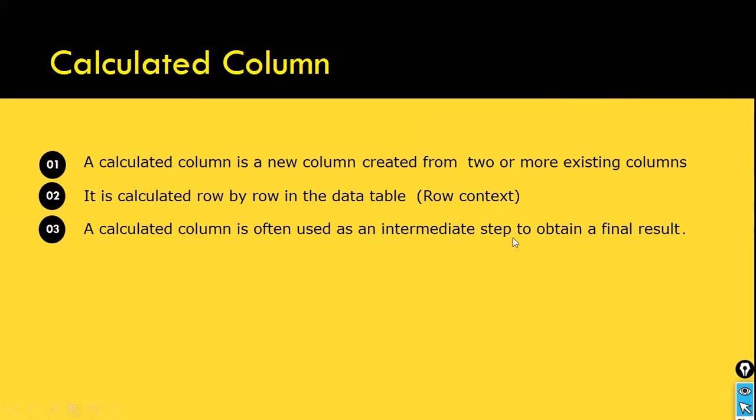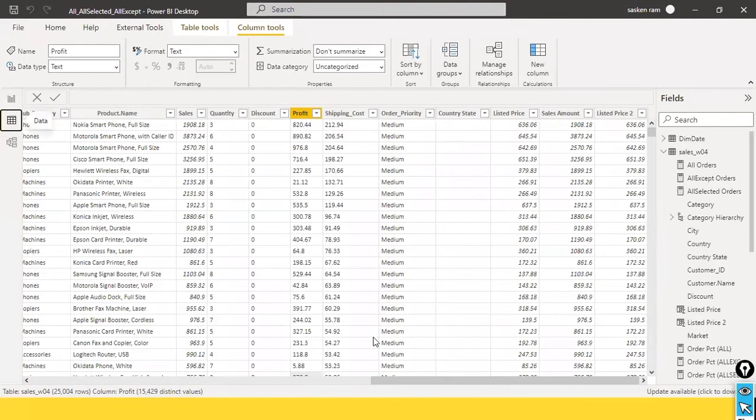So what do you mean by an intermediate step? For example, I just want to know the cost of goods sold. In that case, to understand the cost of goods sold, I'm going to create another column.